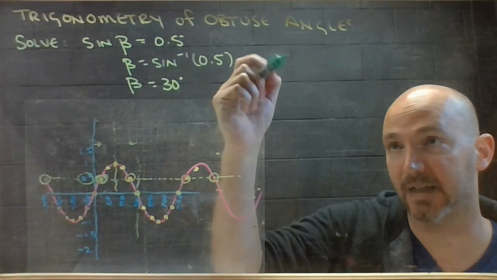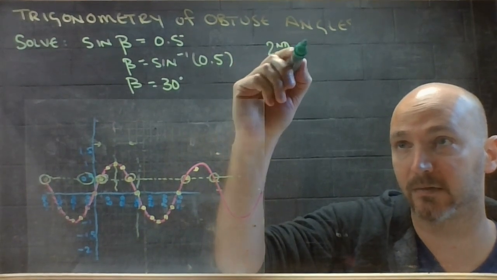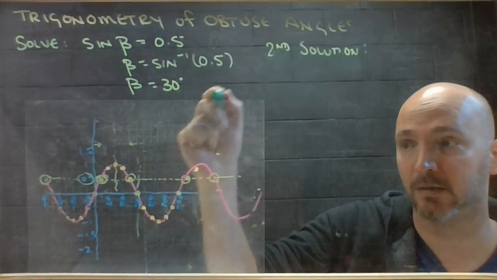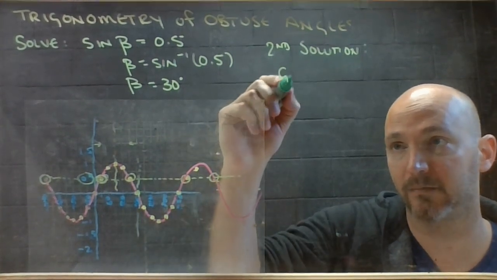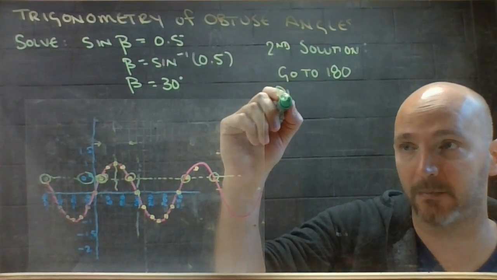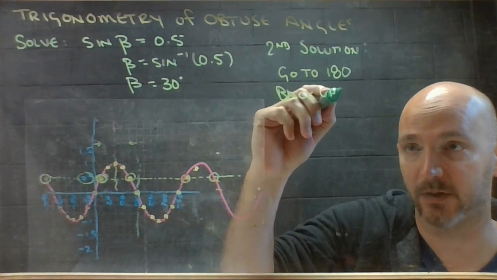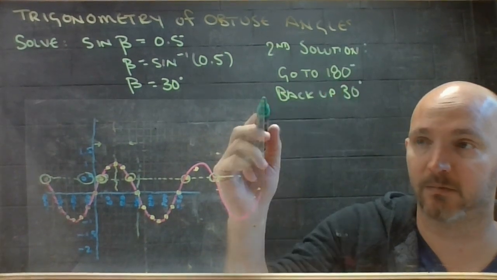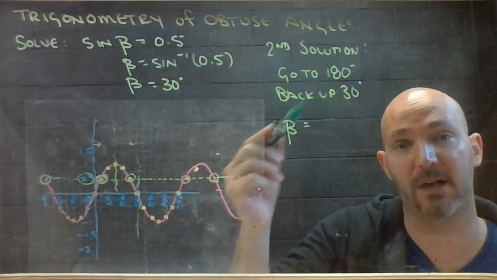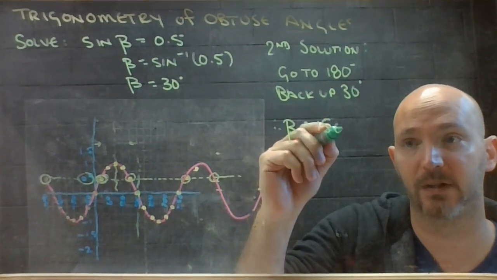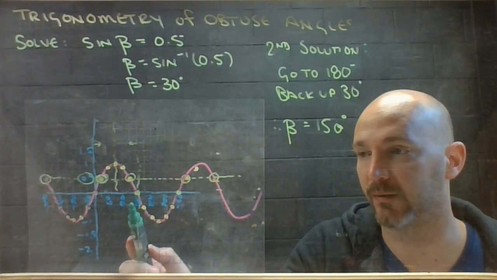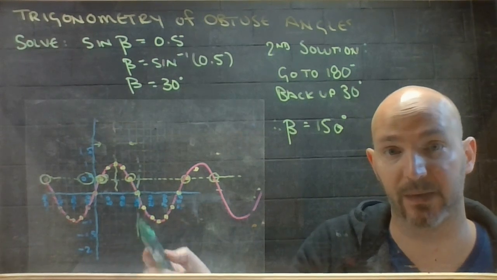So to get my second solution, go to 180 and back up 30 degrees. Therefore, my second solution would be 180 minus 30, which is 150 degrees. And if you check the scale there, 120, 150, that's where it shows up.